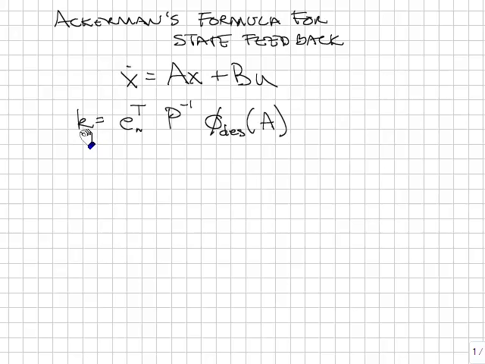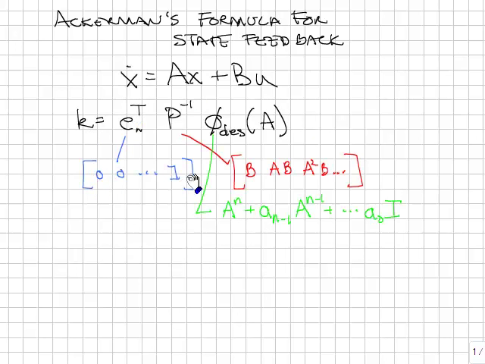Ackerman's formula for K is this form here. A is a unit vector of the form here. P is a controllability matrix, and then you'll need to invert it. And phi desired of A is a matrix polynomial where the polynomial is the polynomial of the desired closed loop characteristic equation evaluated at the matrix value A. So it has a form that looks like this.